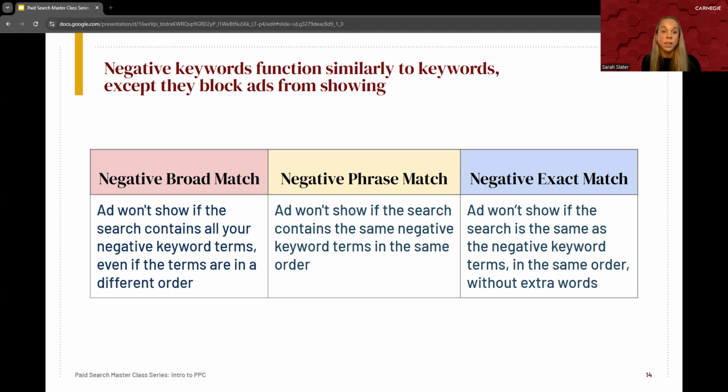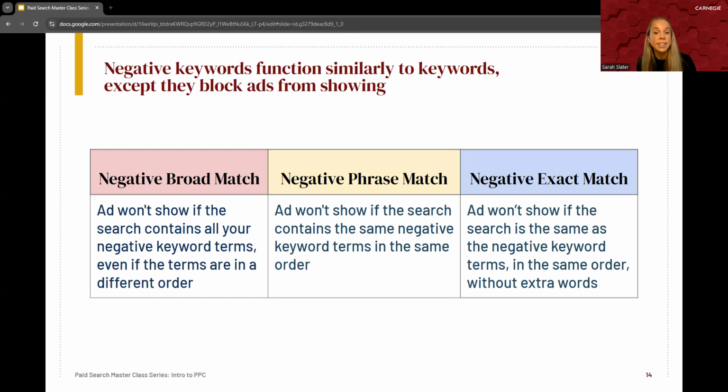Phrase match, on the other hand, will block searches from triggering your ad if the negative keyword terms are included in the same order. So if you had gold earrings as a phrase match negative, you would not appear for a search gold earrings on sale, but you would appear for a search earrings on sale gold.